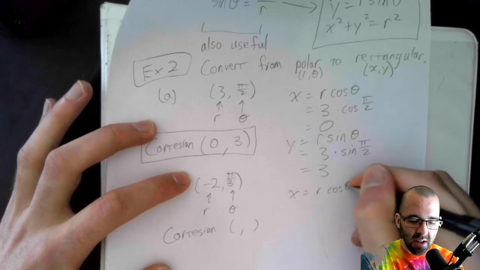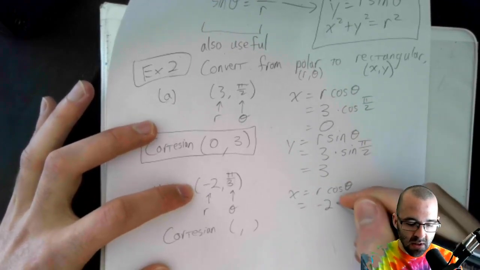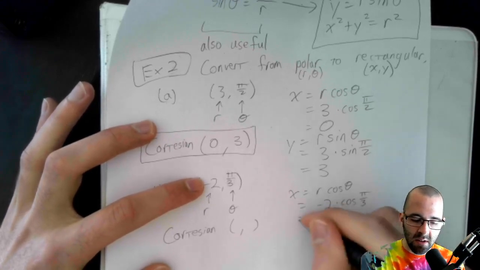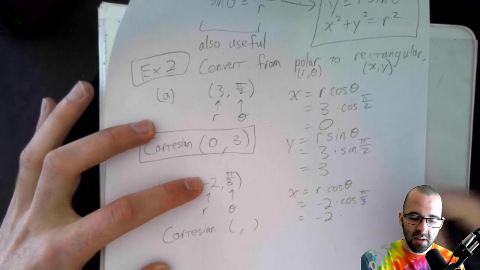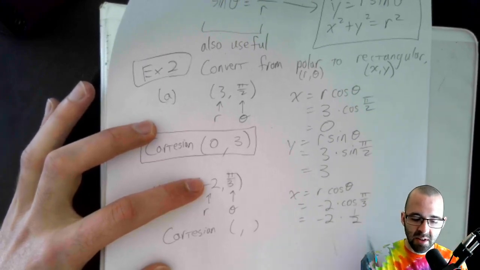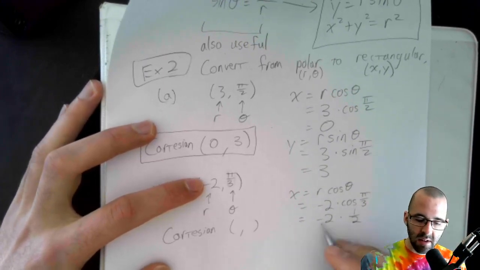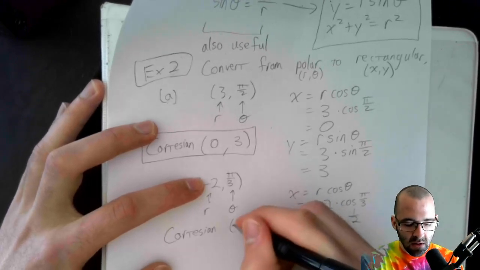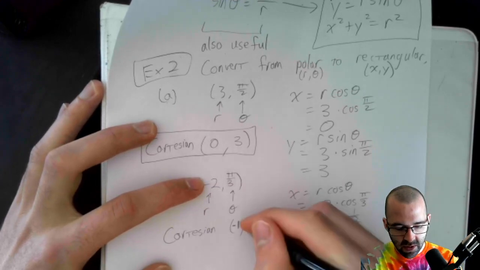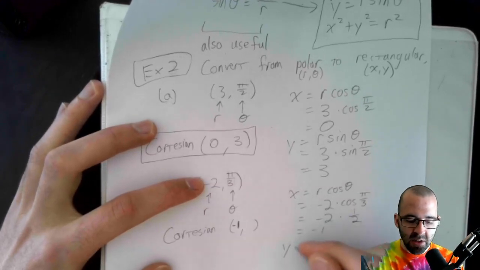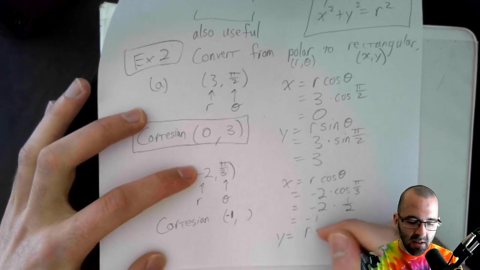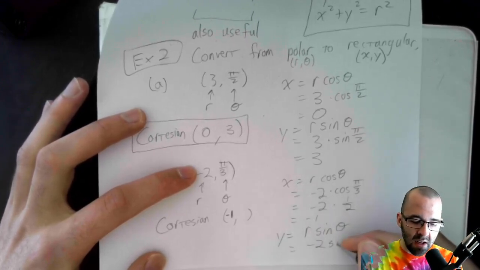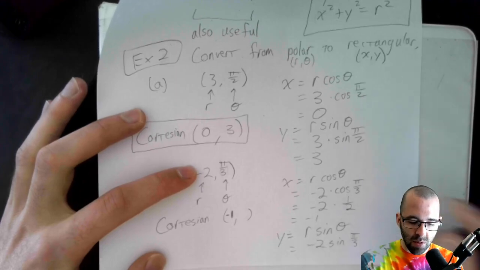X is r cosine of theta, which is going to be negative 2 times cosine of pi over 3. Cosine of pi over 3, by now, probably familiar, it's 1/2, or you can use a calculator. Negative 2 times 1/2 is negative 1. So that's the x coordinate. Ooh, that is a weird one. And similarly, y is r sine theta, which is negative 2 times the sine of pi over 3, which is root 3 over 2.